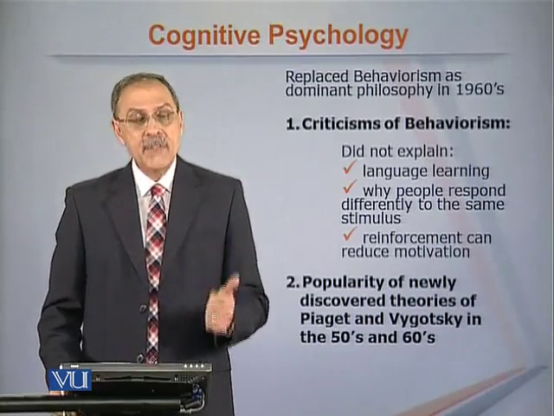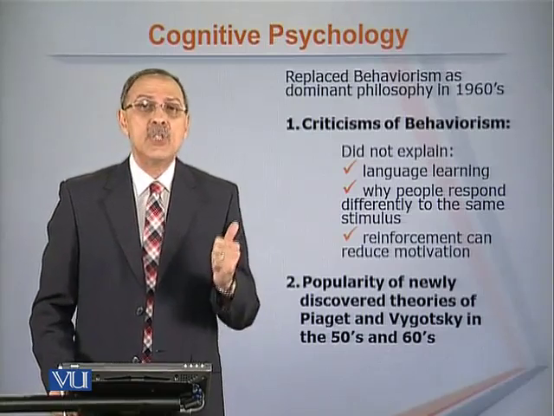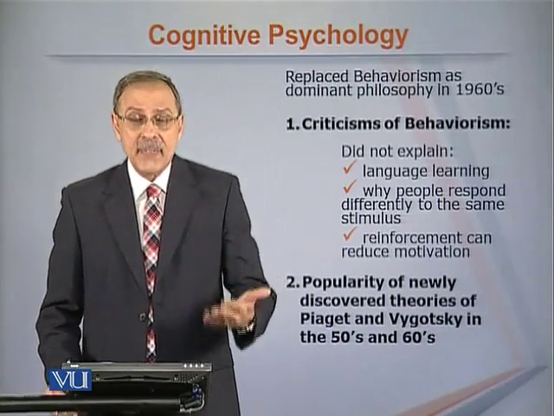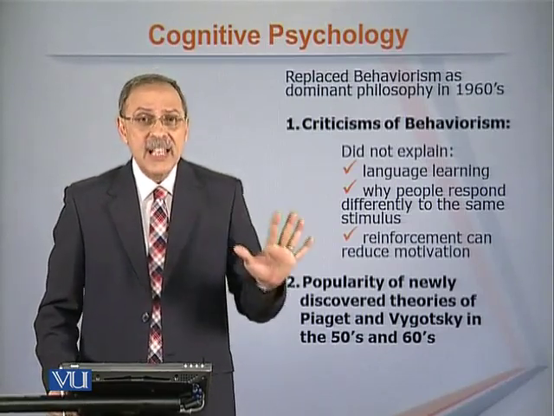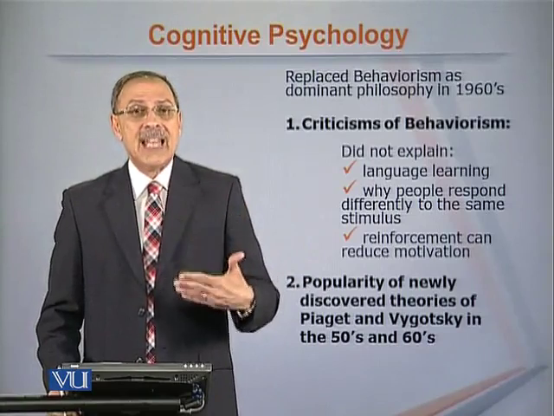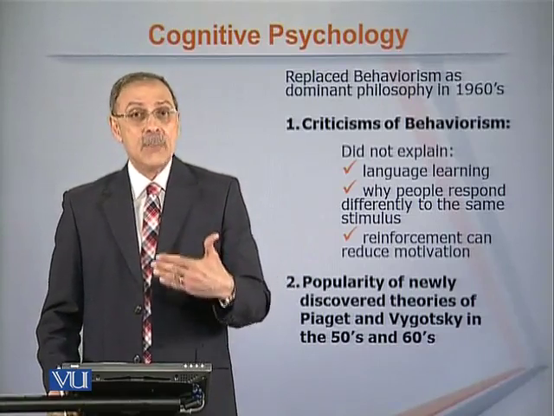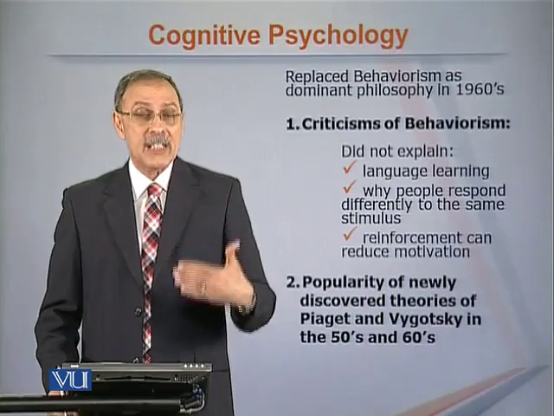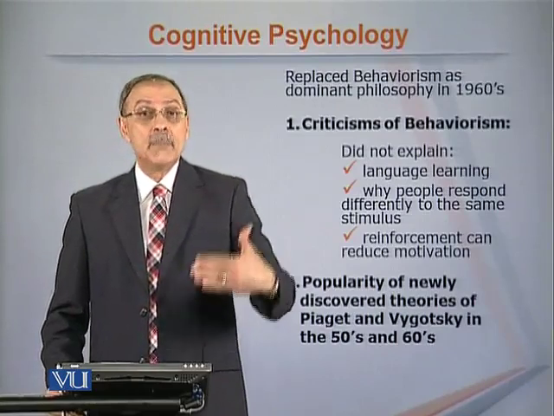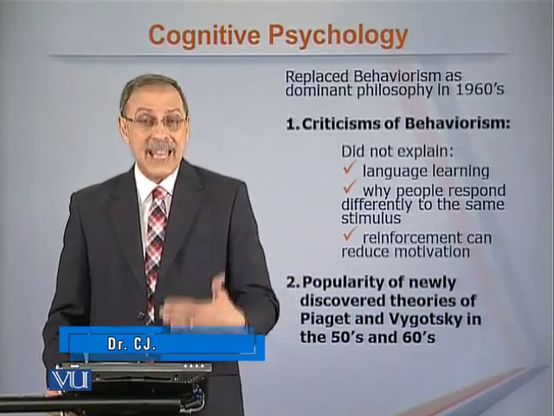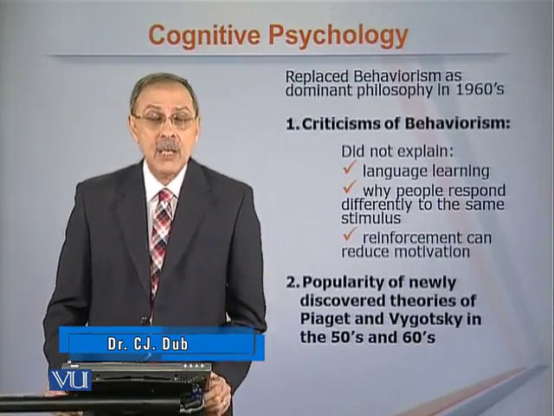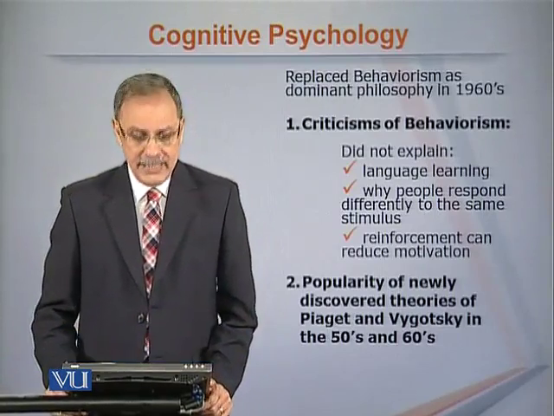Number one, behaviorism did not explain language learning. How language is learned, how young people learn language, their mother tongue, their first language, not second language. Behaviorism did not address the issue of language learning, and that tends to be a criticism for cognitive psychologists because they focus heavily on how language is learned, because thinking happens through language, through words. And for that to be understood, you have to understand what is going on in the individual's mind.